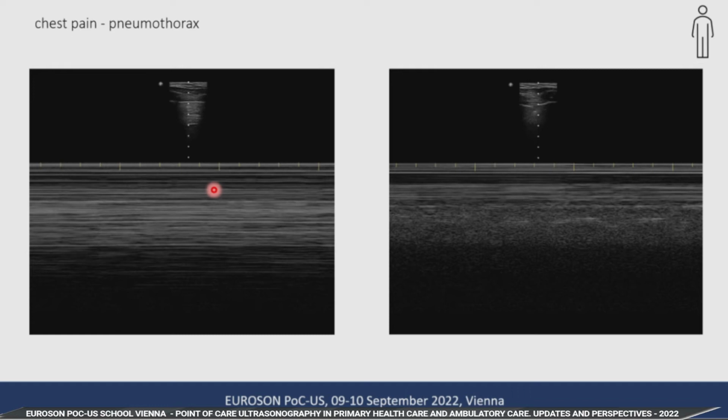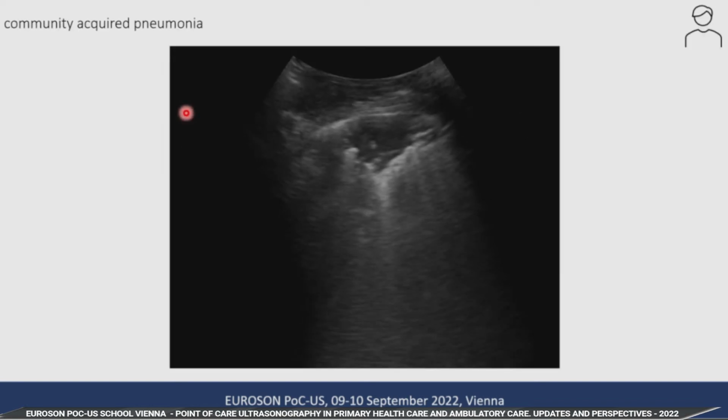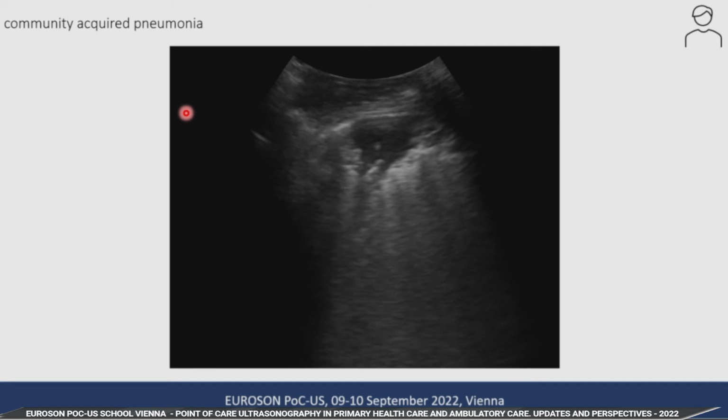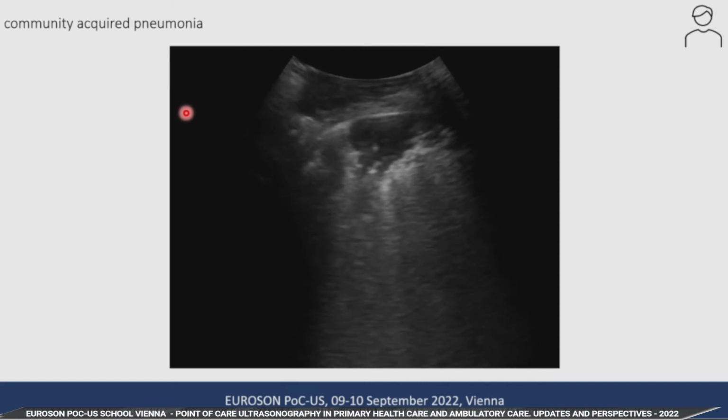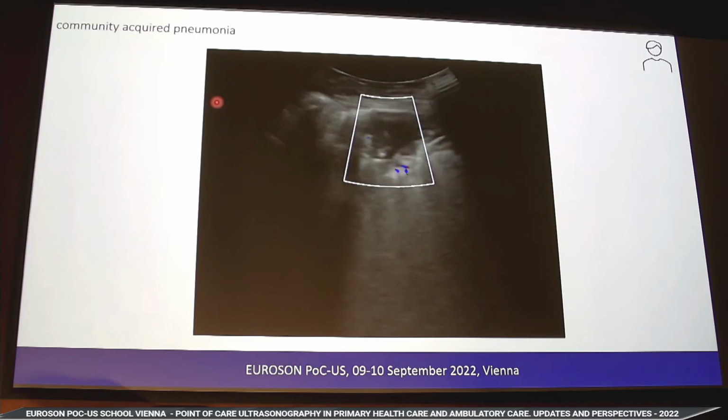M-mode will help you in a case where you suspect pneumothorax. Remember to place your transducer between the ribs. Cough, a little bit of dyspnea, fever, you auscultate the patient, you know where you want to put the probe, you put the probe on it, and what can you see? A sonographic image of community-acquired pneumonia. You put your Doppler in, it's not a tumor, it's a typical image of community-acquired pneumonia.